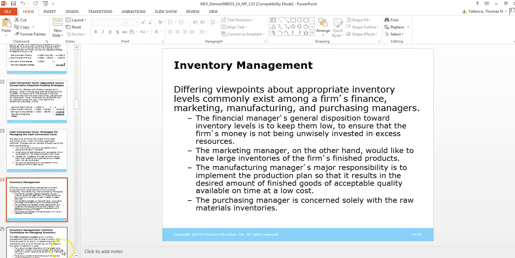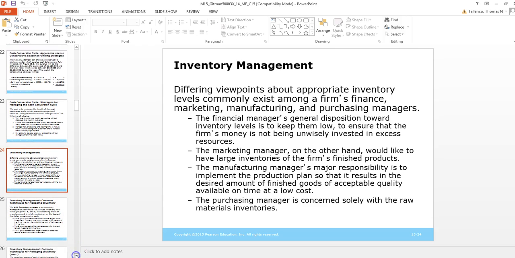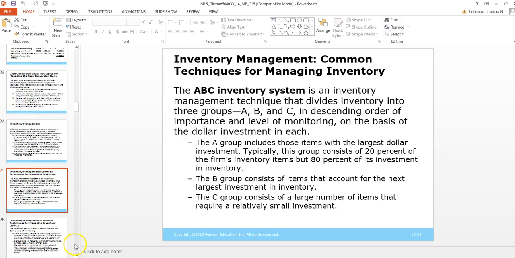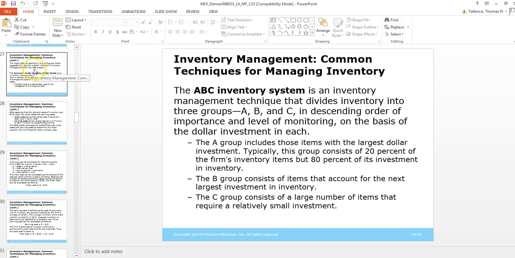Now there are a couple of slides on inventory management. You don't have to pay too much attention to those. I'm not too concerned about those.